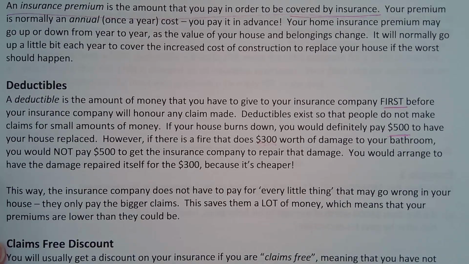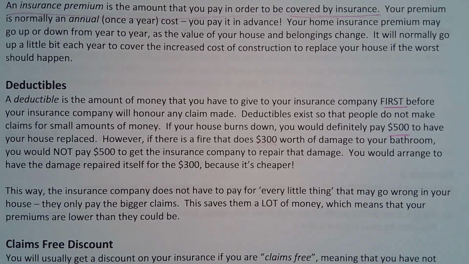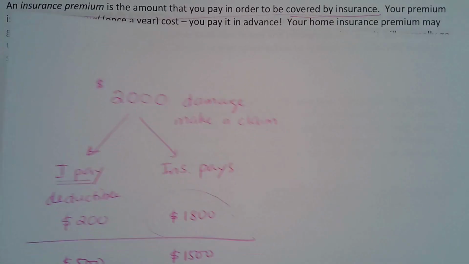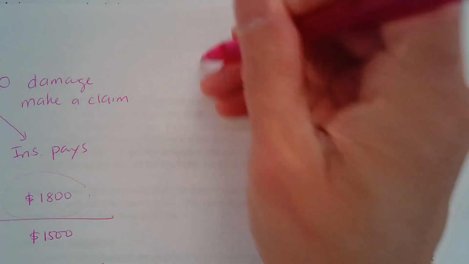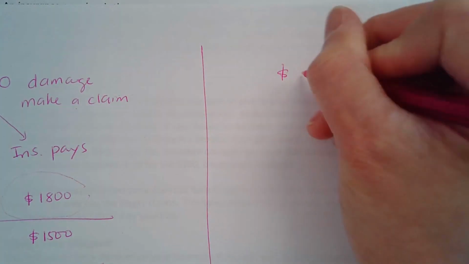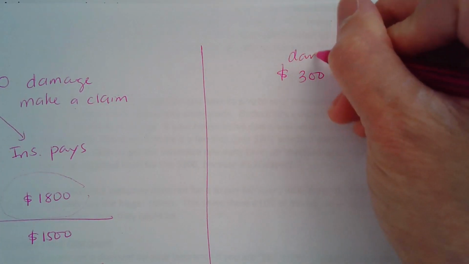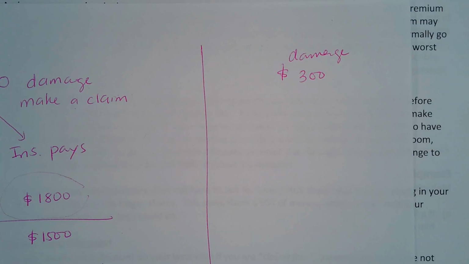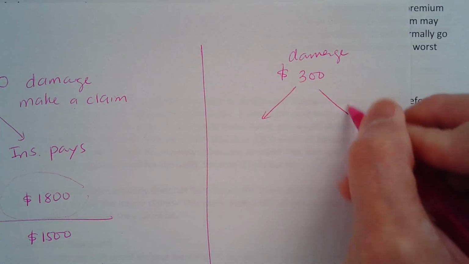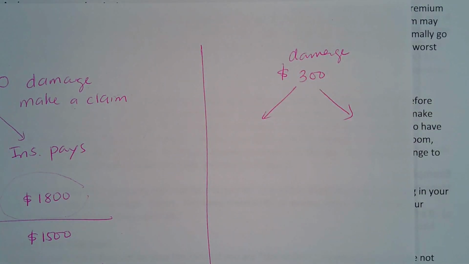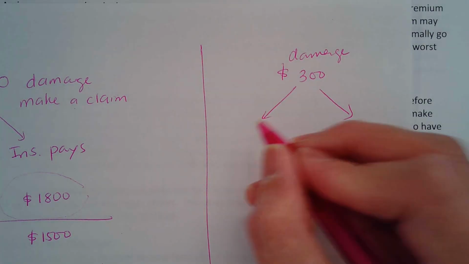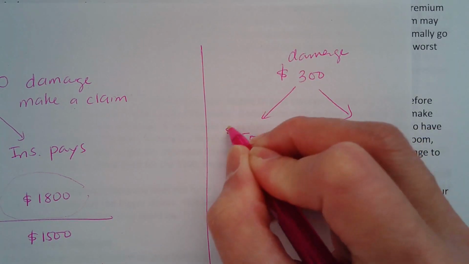So this is what we were talking about earlier, right? Now, let's say the damage is $300, this is the damage, right? Your deductible, let's say your deductible is $500.